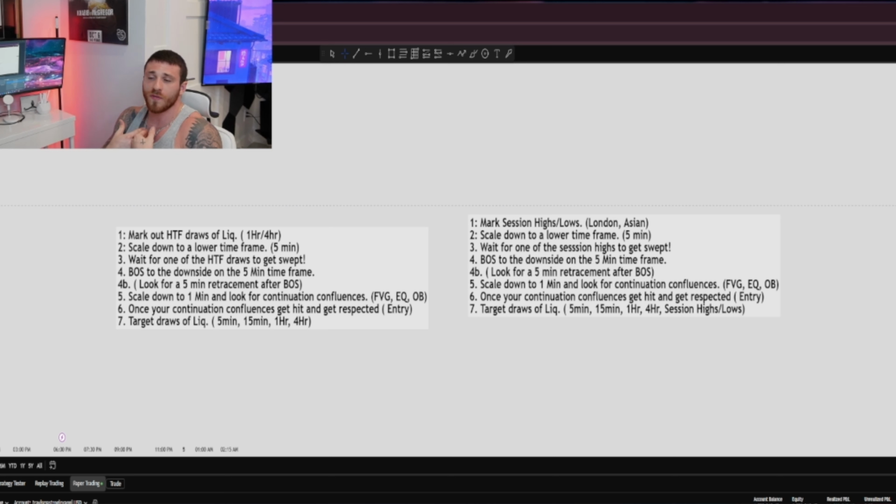Maybe you want to look for just a 1-hour liquidity sweep, right? Scale down to the 5-minute. Look for a break of structure in the 5-minute. Scale down to the 1-minute time frame and only look for a fair value gap getting respected, and that's your entry. You don't want to use equilibrium or an order block, right? Because those don't make sense to you. Those don't work well with your trading strategy. You don't understand them as well as just using a fair value gap. So again, go back, test these. Do what works best for you.